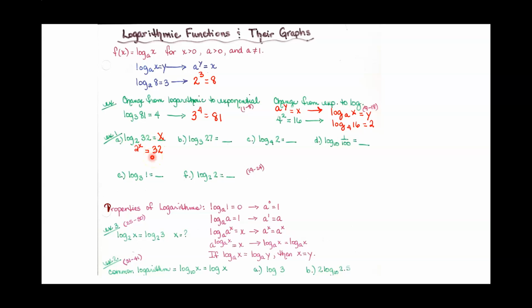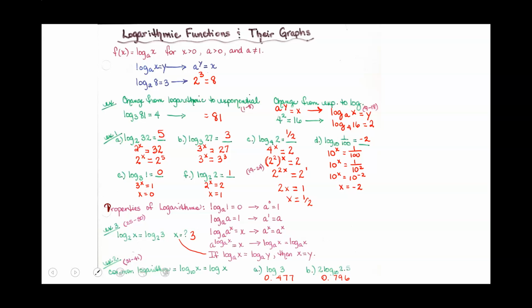Now, you may know off the top of your head what power to raise 2 to get 32, but if not, anytime we're solving an exponential equation, we want to get our bases the same so that we can set our exponents equal to each other. So I want to rewrite 32 as a power of 2. So 2 times 2 is 4, times 2 is 8, times 2 is 16, times 2 is 32. So it's 2 to the 5th. Now, once our bases are the same, we can set our exponents equal to each other, and so x is equal to 5.